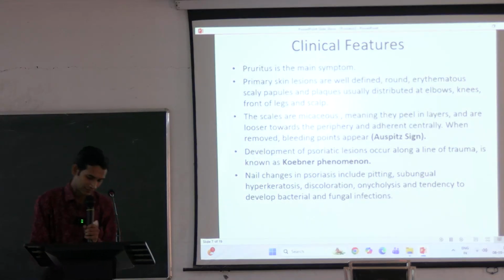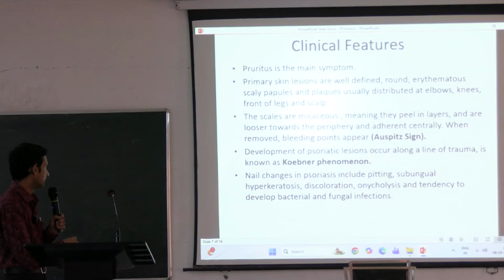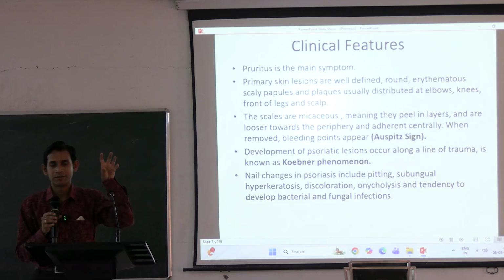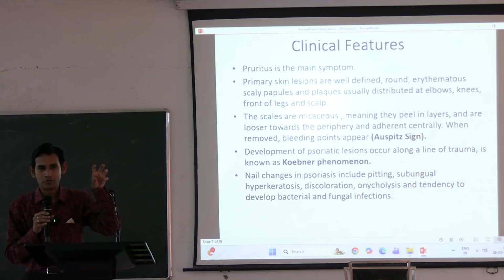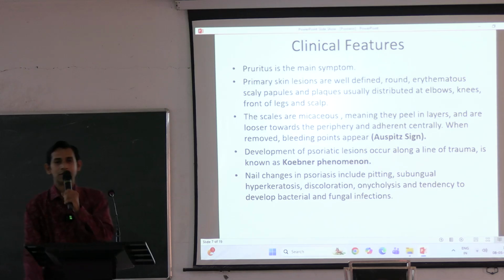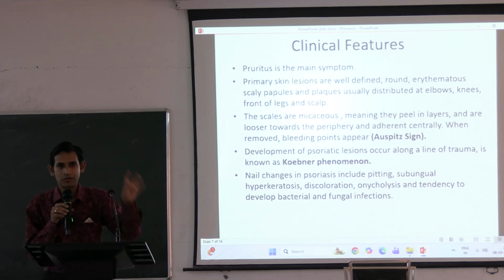And how it looks like, this is very important. The primary skin lesions are well defined, round, erythematous scaly papules and plaques, usually distributed over the extensor aspect of the body, that is elbow joint, knee, front of the leg, scalp, sacral region, or any site of the body can be involved. So, the most common sites are the erythematous scaly plaques, which are most commonly distributed bilaterally symmetrical over the elbows, knee, front of the leg, scalp or the sacral regions.